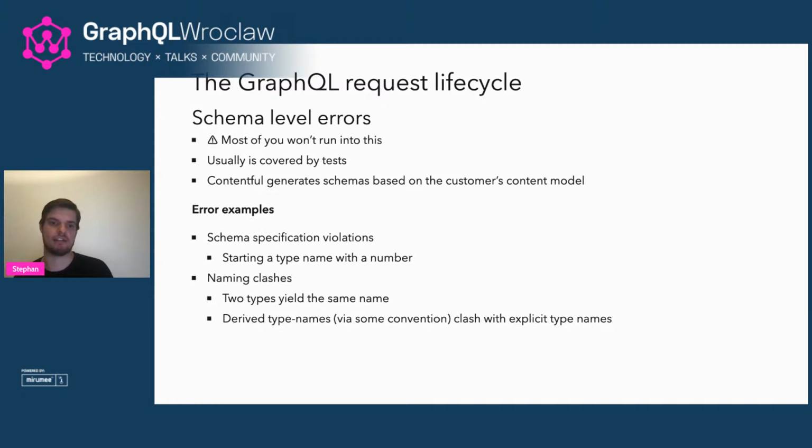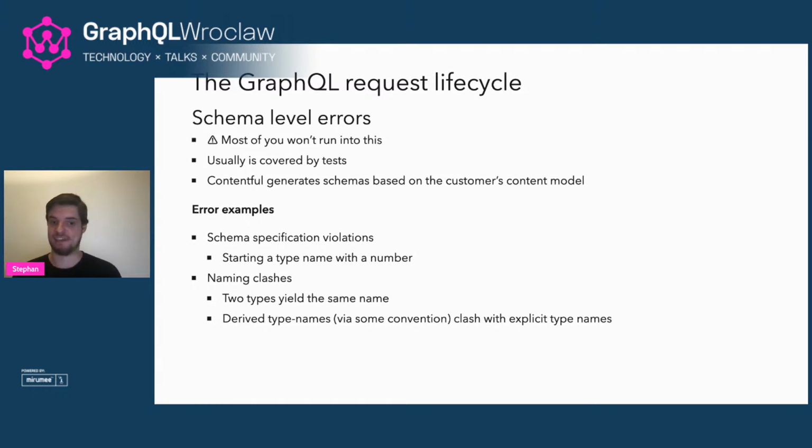Once you get to the actual GraphQL server, the first thing you have to have is a schema. Here it's the tricky part at Contentful. We have a bunch of schema level errors when we're generating a schema, because we're generating it from customer provided data, and that can go wrong, of course. Most of you probably won't run into this, or if you do, it will be covered by your tests, because you're probably dealing with just a single static schema. And when that thing fails to generate, all your tests will fail, of course.